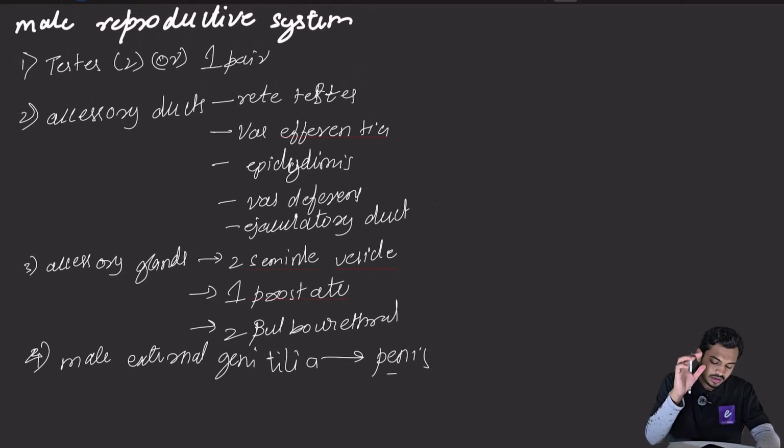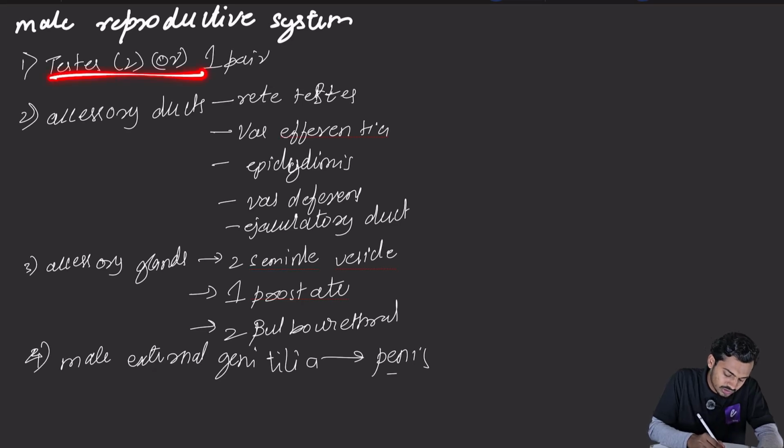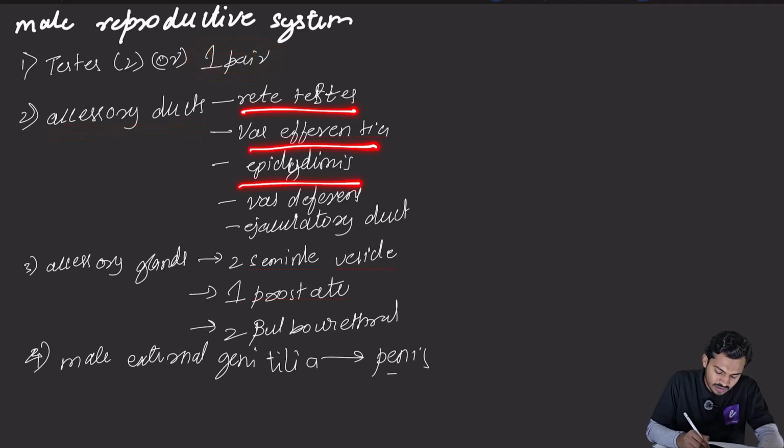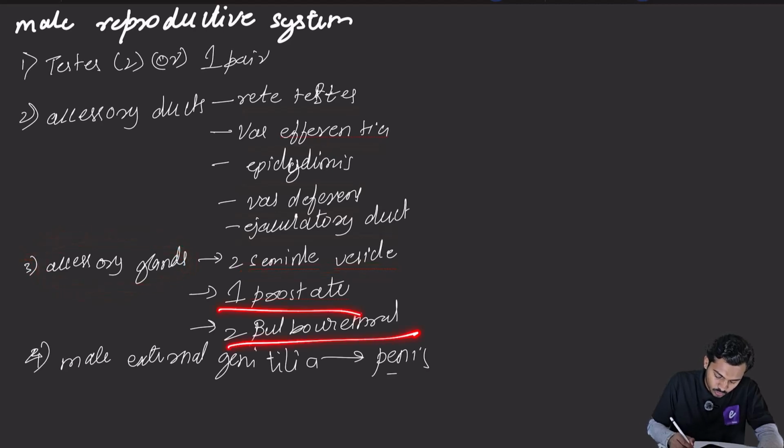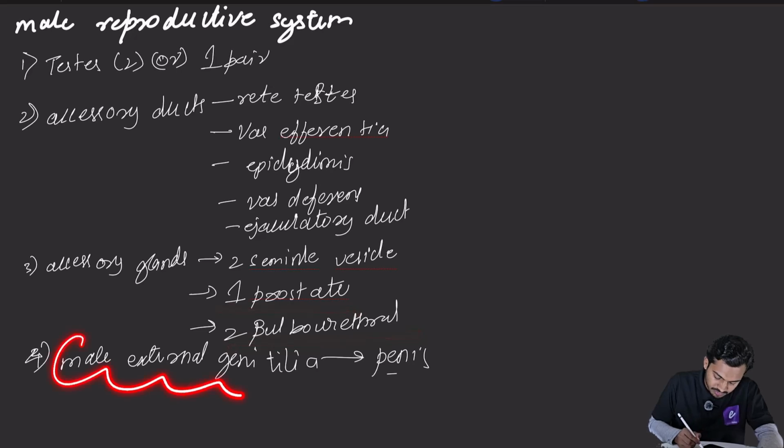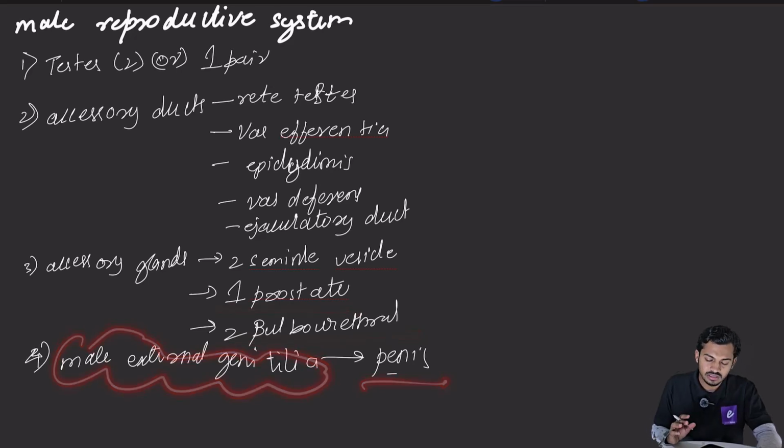हमने पढ़ा कि मेल रिप्रोडक्टिव सिस्टम के अंदर क्या क्या ऑर्गन्स होते हैं। फर्स्ट टेस्टिस होते हैं, there are two testes or one pair of testes. Then we have accessory ducts like rete testis, vas efferentia, epididymis, vas deferens, ejaculatory duct. Then we have accessory glands, two seminal vesicle glands, one prostate gland, two bulbourethral glands, and then we have male external genitalia, that is penis.